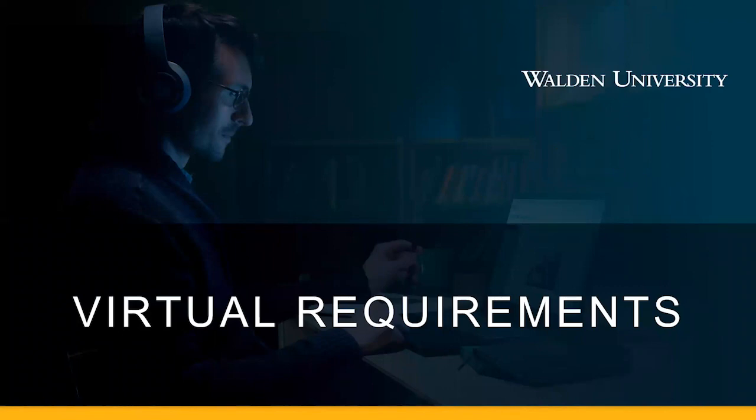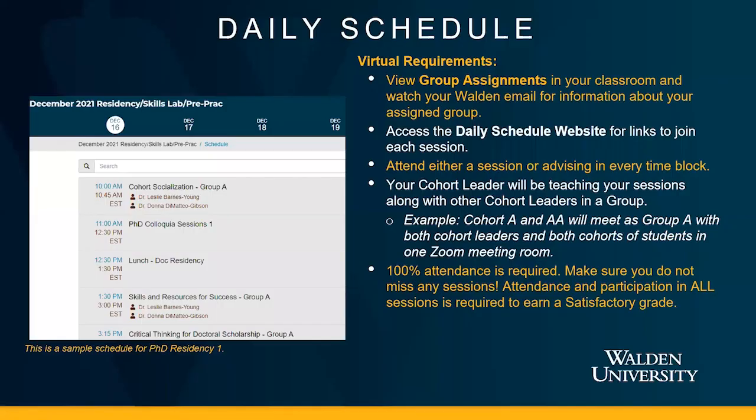Next up, we're going to cover the virtual requirements of your residency. One of the most important aspects of your residency is understanding the schedule and knowing how to access all of your sessions. To start with, you'll want to confirm your group assignment, which is found in your classroom. And you can also watch your Walden email for more information about your assigned group.